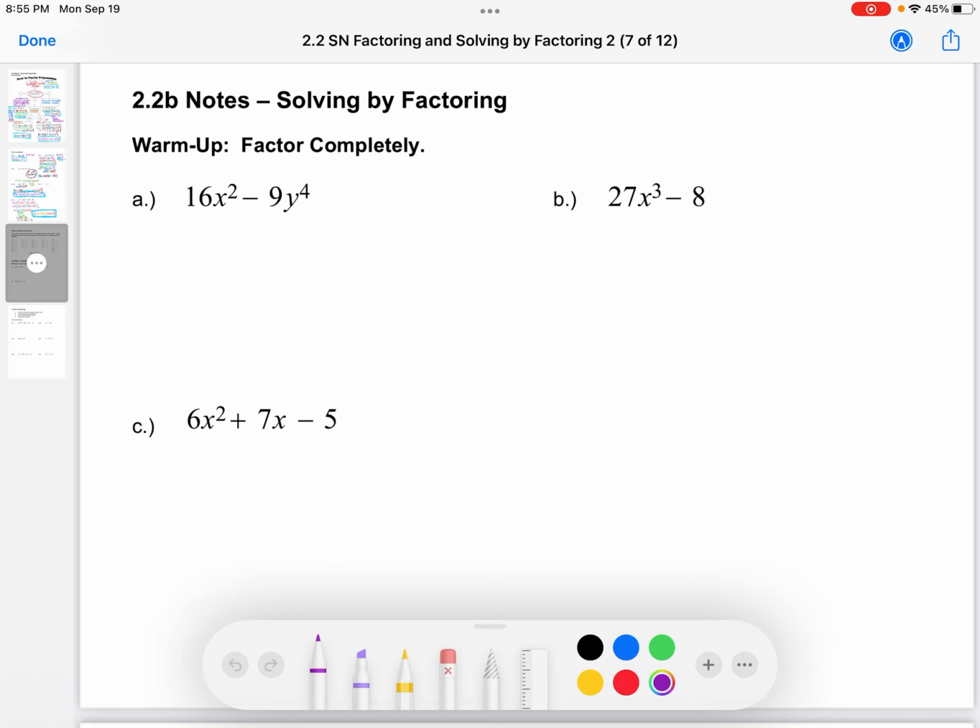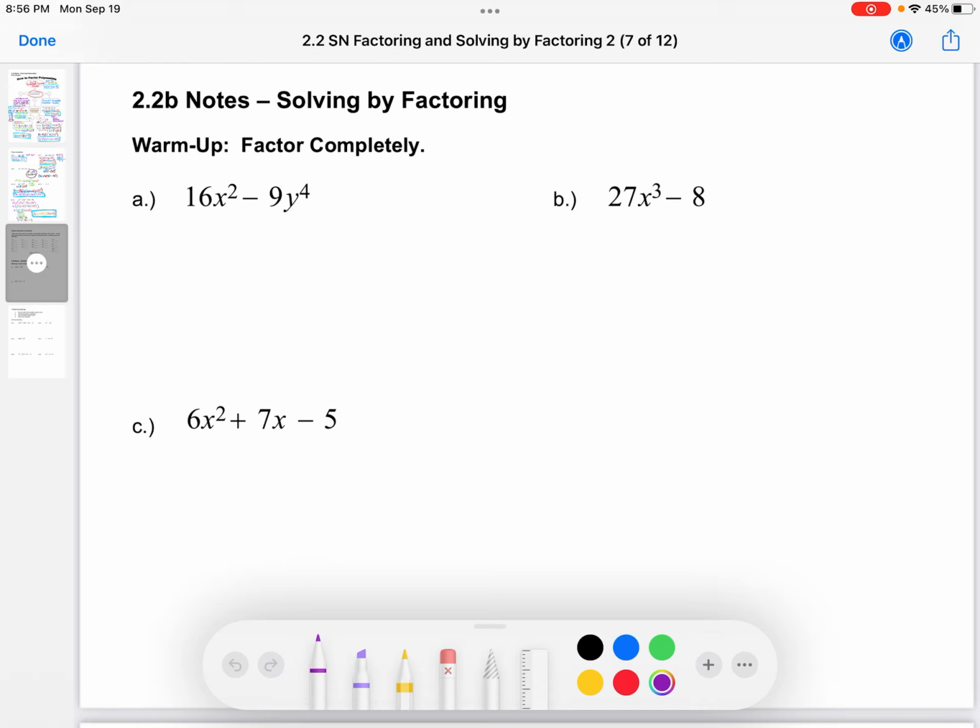Today we're going to take the factoring that we did in the previous lesson and we're going to use it to solve equations. So before we do that, let's review some of the factoring that we did last time with these three examples in this warm-up, A, B, and C. Give yourself a couple minutes, factor those. So if you're watching this video, hit pause, factor those, then we'll go over them.